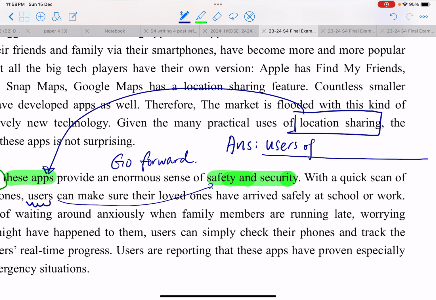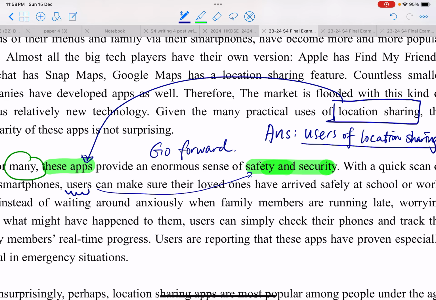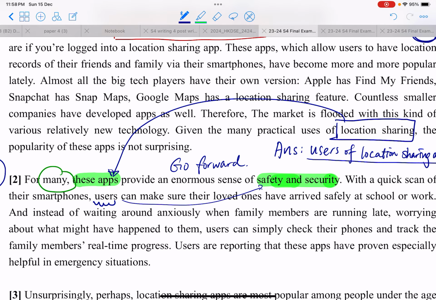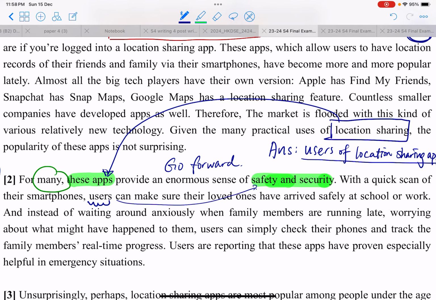users of location sharing apps. Okay? So make sure you are giving specific, detailed information from the passage to help us understand and define what some nouns or pronouns are actually referring to.